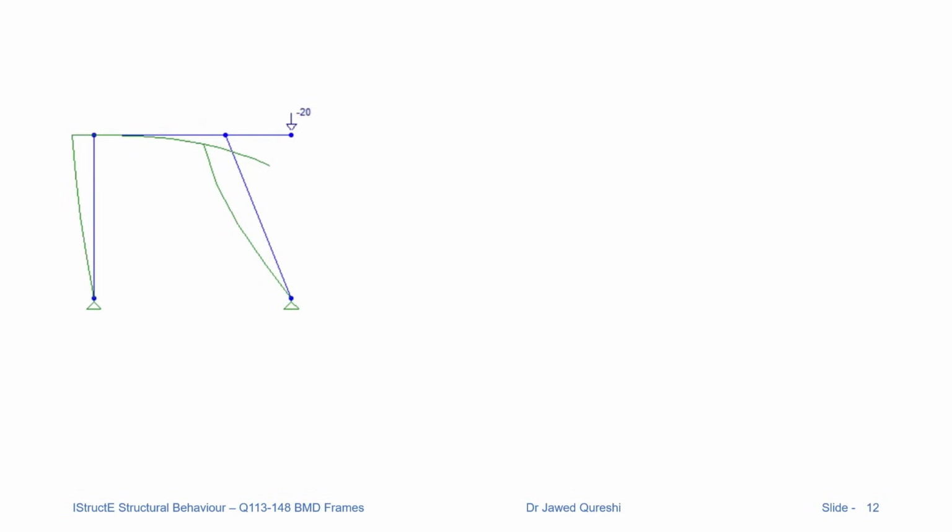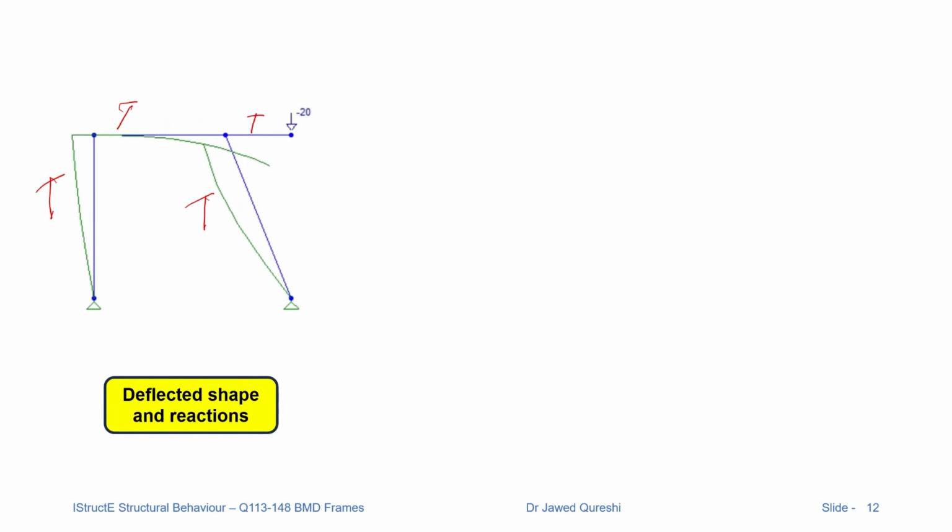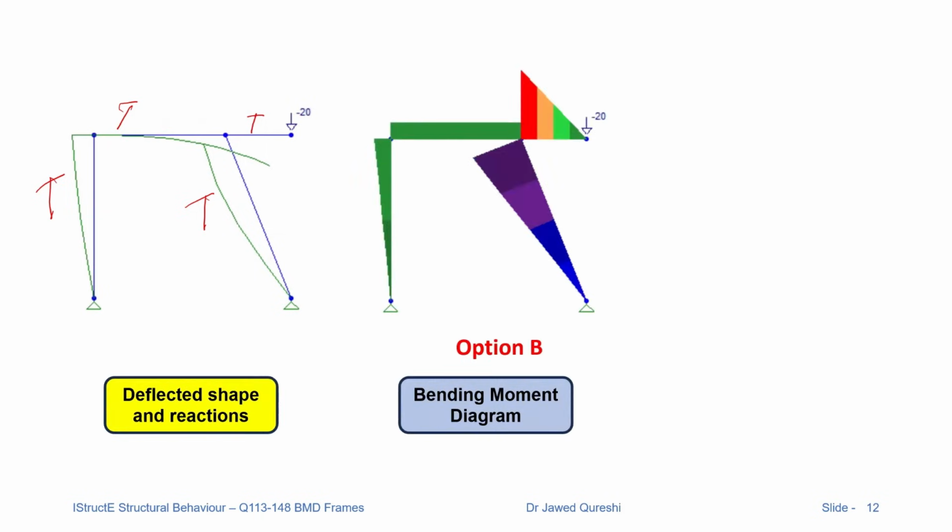Now observe one thing here, that we have tension here. There is no double curvature in the beam, and in the column there is tension inside, and in the left column there is tension outside. Because we have an inclined member, that is the reason there is no tension in the beam. This is the deflected shape. Let's have a look at the bending moment diagram.